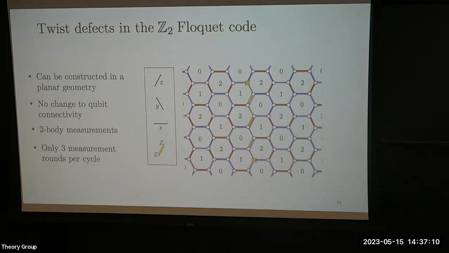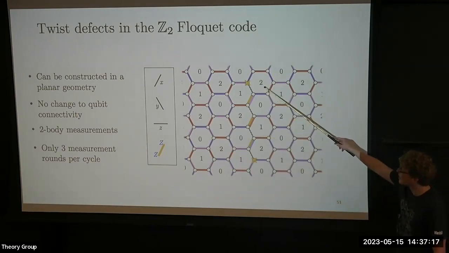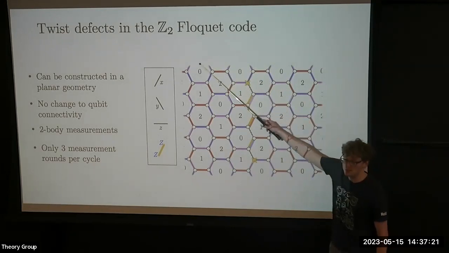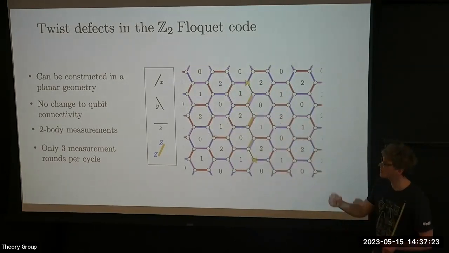So where have we gotten? We started with the Floquet code. We've introduced twist defects. So far, I've kind of drawn some haze out here, but we can certainly put this on a system with a boundary. We just put the twist defects in the bulk of the system.